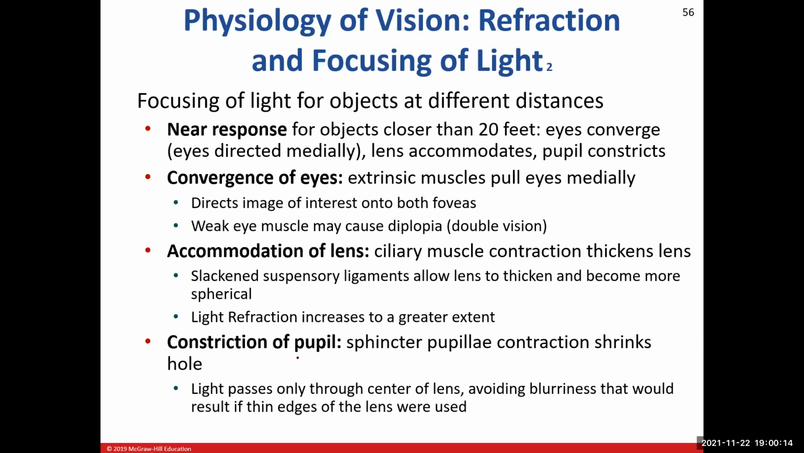So what happens for convergence of the eyes? Well, the extrinsic muscles, which we talked about in lab class last week, your medial rectus muscle, primary mover, is going to pull your eyes inwards, toward your nose. So the eyes will move medially. And the reason for this is we want to get the fovea centralis to be front and center. And so this is the best way to do it. We're going to get whatever it is that we're looking at onto the fovea centralis in each of your eyes.